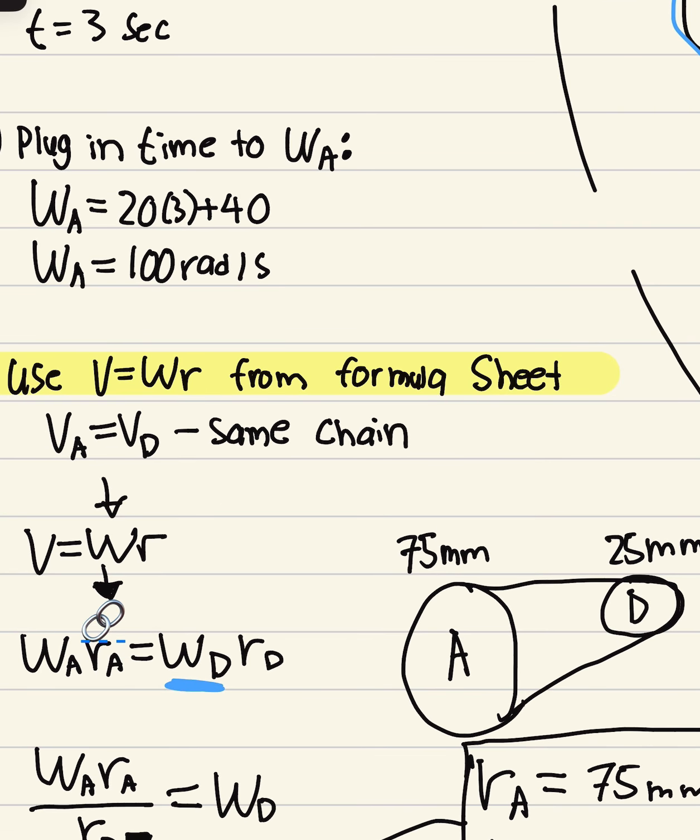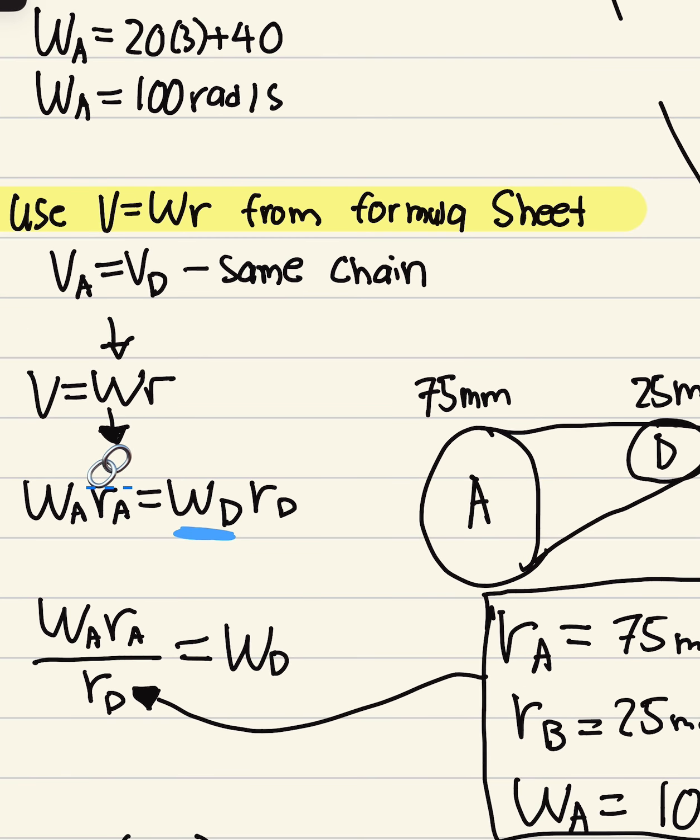So we acknowledge that sprocket A is connected to sprocket D through a wire, which means they are going to share a velocity value. So we're going to set velocity of A equals velocity of D, and we're going to use the equation velocity equals angular velocity times radius. So we set them equal to each other: angular velocity of A times radius of A equals angular velocity of D times radius of D.